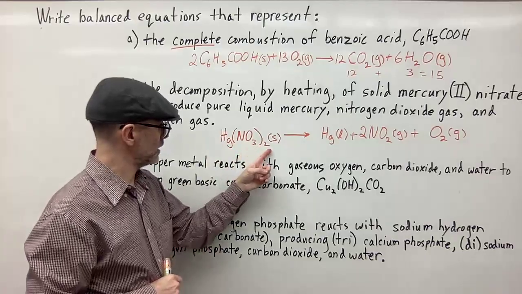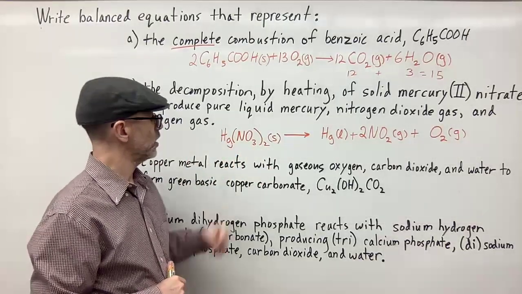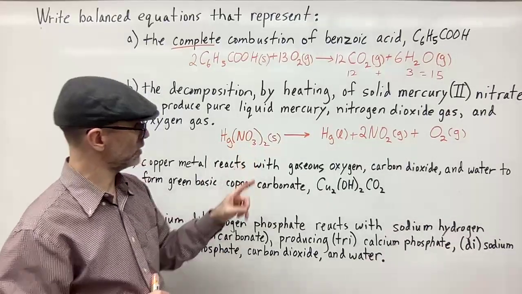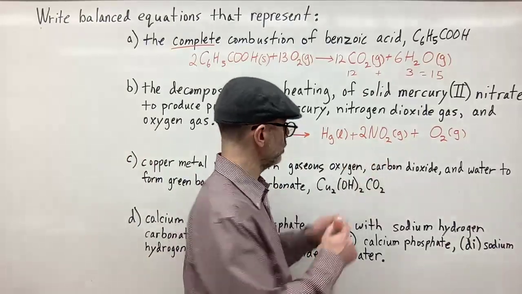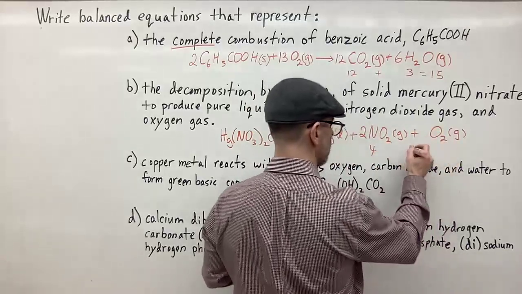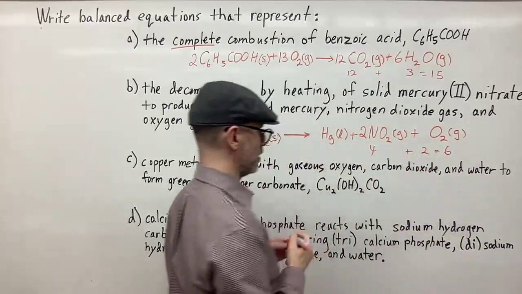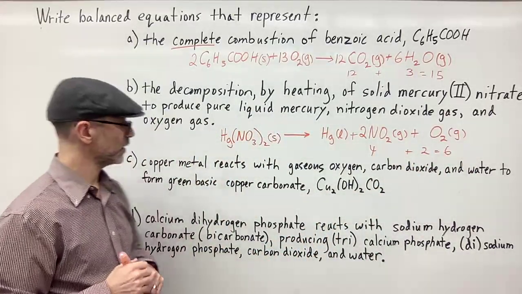3 times 2 is 6, or 1 times 3 times 2 is 6. So here I have 6 oxygens. Here I have 2 times 2 is 4, and then I have 2 here. That's going to be added together, and I have 6. So my oxygens are balanced. So I have a balanced equation now.